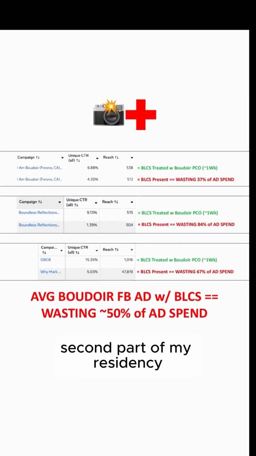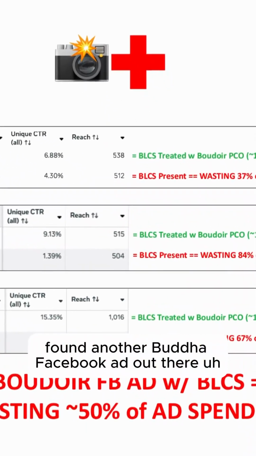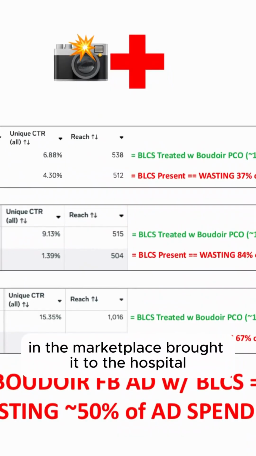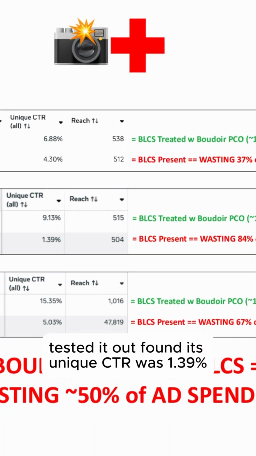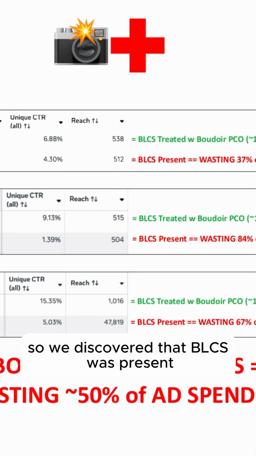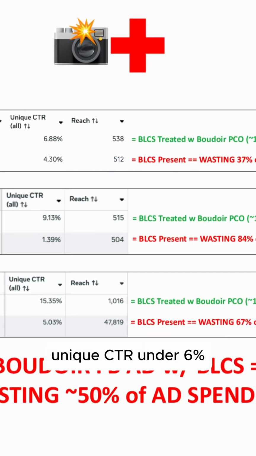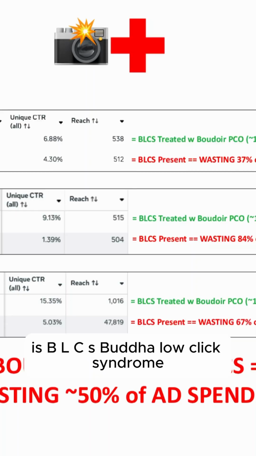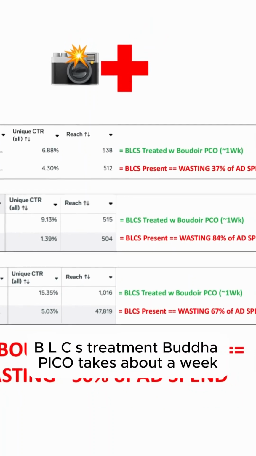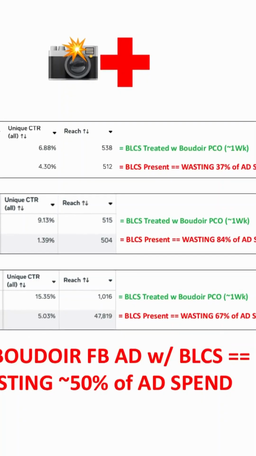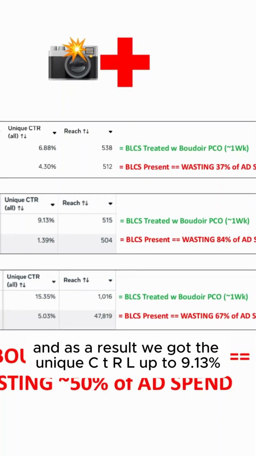All right, second part of my residency, found another Boudoir Facebook ad out there in the marketplace, brought it to the hospital, tested it out, found its unique CTRL was 1.39%. So we discovered that BLCS was present. Unique CTRL under 6% is BLCS, Boudoir click syndrome, but we got the treatment for it. BLCS treatment with Boudoir Pico takes about a week. And as a result, we got the unique CTRL up to 9.13%.